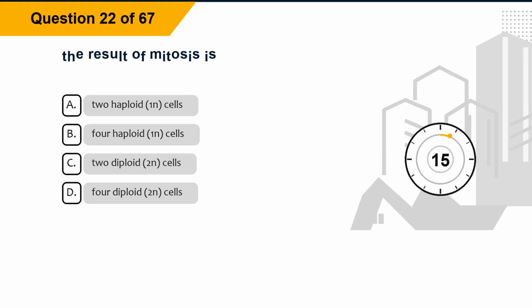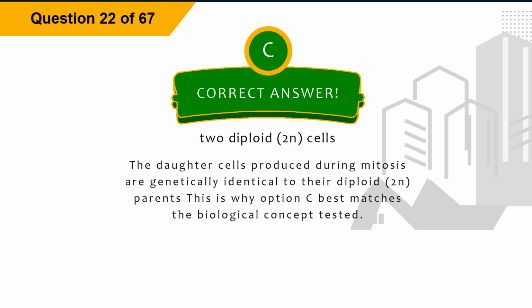Question 22. The result of mitosis is: Option A, 2 haploid, 1N, cells. Option B, 4 haploid, 1N, cells. Option C, 2 diploid, 2N, cells. Option D, 4 diploid, 2N, cells. The correct answer is option C, 2 diploid, 2N, cells.